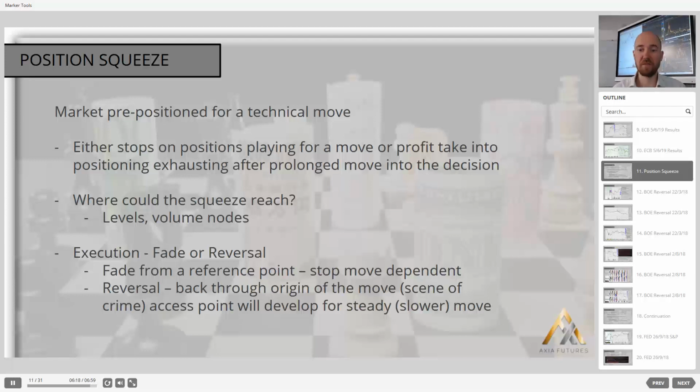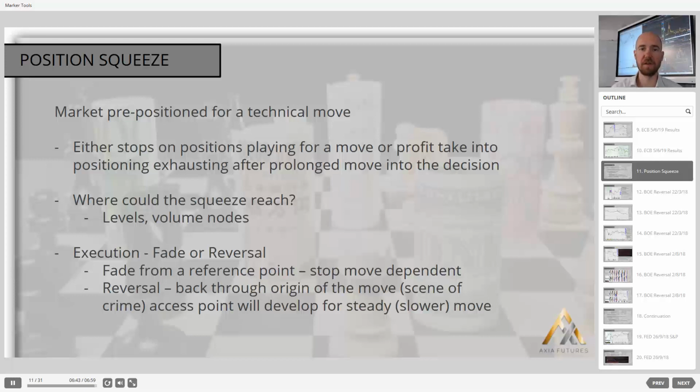The alternative to that is waiting for an access point to develop. You're not going to know exactly where that point's going to be, and so pre-planning that isn't really something you can do. But what you can be thinking is that if you get that squeeze type move, there is going to become a point that allows you into that trade. I'll try and talk that one through when we look at the technical squeeze and reversal in the coming slides.